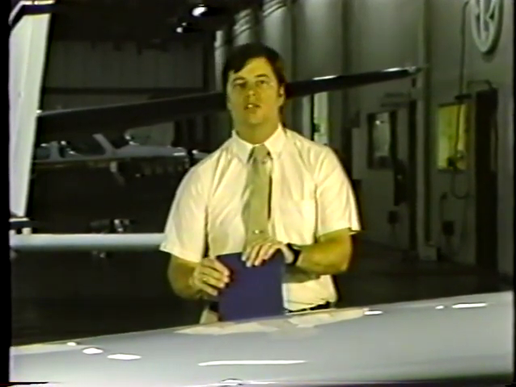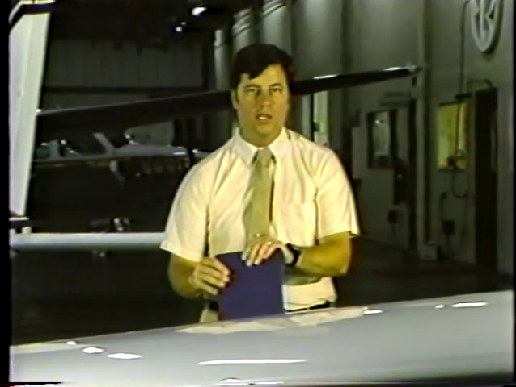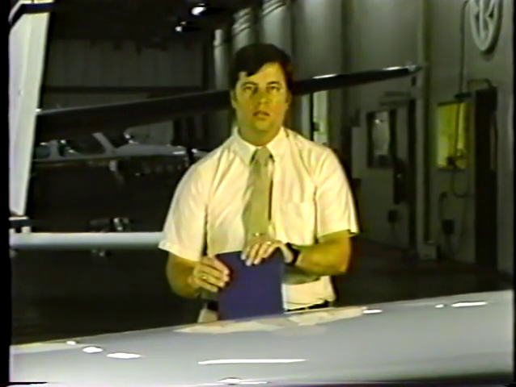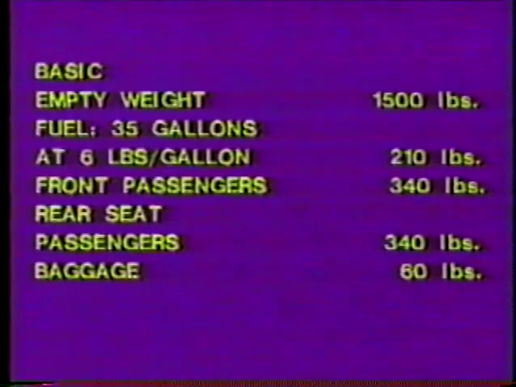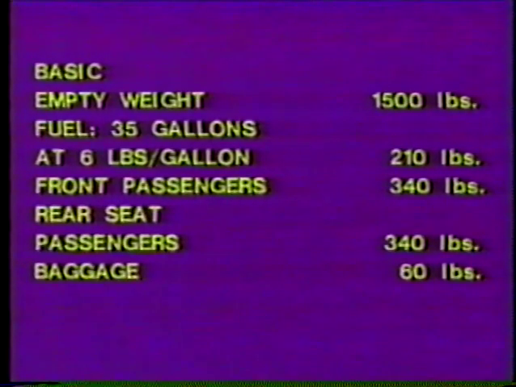First step is to make a list of everything you intend to load aboard the airplane and note its actual weight. The airplane's basic empty weight is 1,500 pounds. Its fuel, 35 gallons at 6 pounds per gallon, is 210 pounds. Two front passengers weigh 340 pounds. Two rear seat passengers weigh 340 pounds. The baggage, 60 pounds.